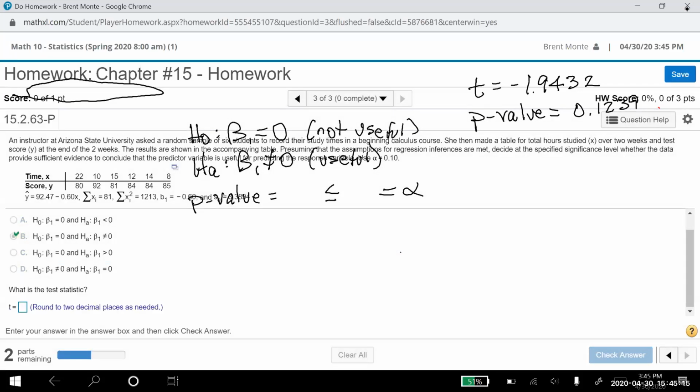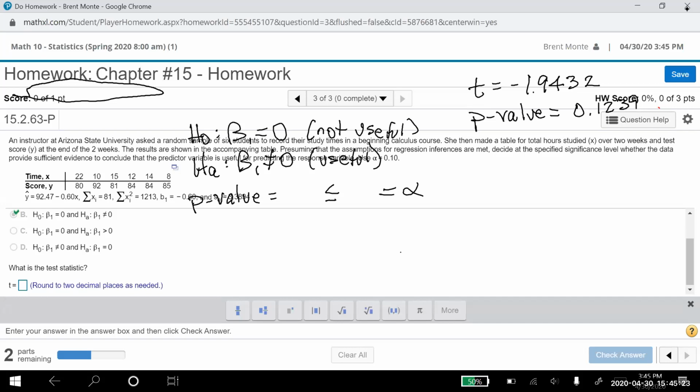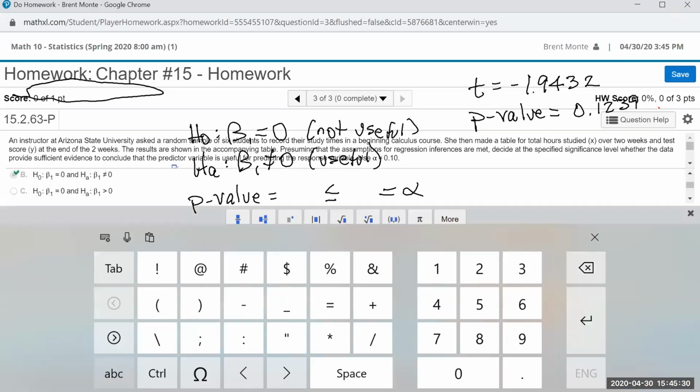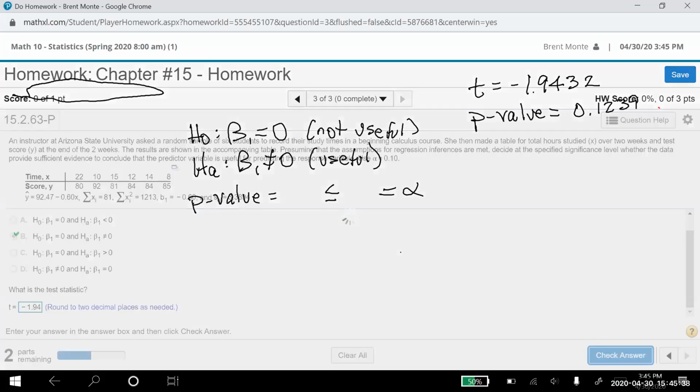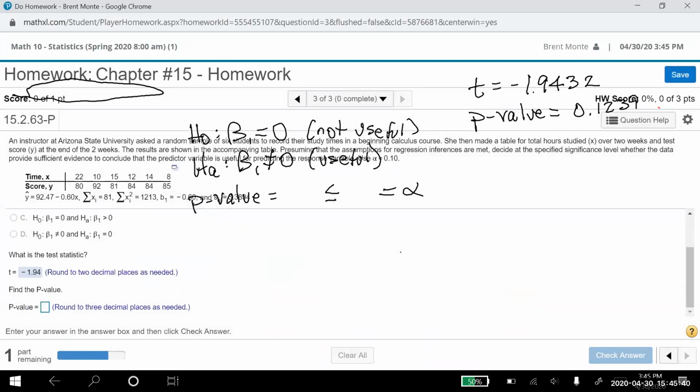Go on to the next part. It says, what's the t statistic, rounded to 2 decimal places? Well, I already wrote that down: negative 1.94. So let me pull up my keyboard. Negative 1.94. And we'll check that one. Hey, we got that one right also. What's the p-value? Oh, the p-value, 0.1239. They said go to 3 decimal places, so 0.124. Let's put that here.